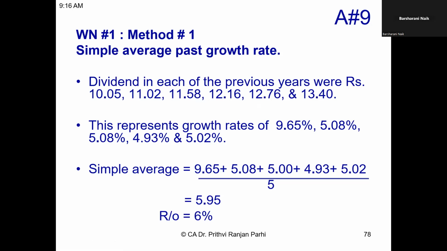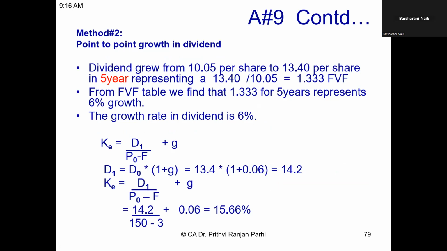If you compute like this, the growth rates will come to 9.65%, 5.08%, again 5.08%, 4.93%, 5.02%. So the simple average growth rate is 5.95. Average it out, dividing these figures by 5, we get the growth rate of 5.95, or roughly about 6%. Now G is known to you. You can follow the other method also, which we had discussed earlier, that is point to point growth.